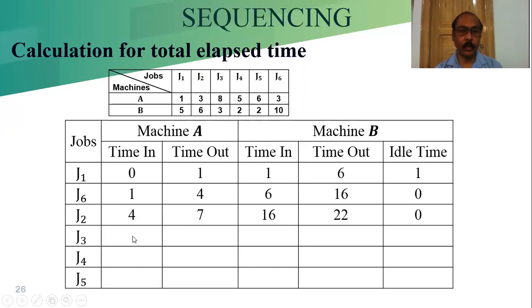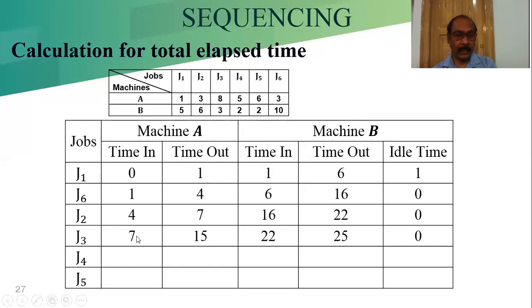At the same time, job 3 will start in machine B in the 22nd hour. Job 3 starts in machine A in the 7th hour. What is the time duration in machine A? 8 hours. 7 plus 8 is equal to 15 hours. At the same time, J3 processing starts in machine B at 22. And what is the processing time? 3 hours. So it will be complete in 22 plus 3, the 25th hour.